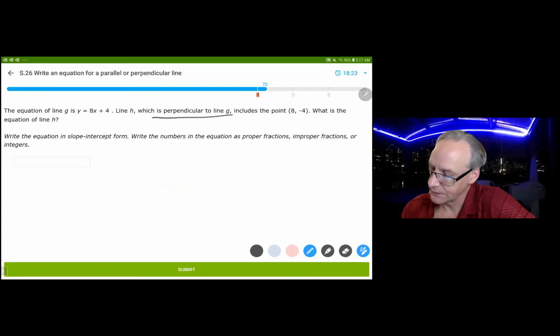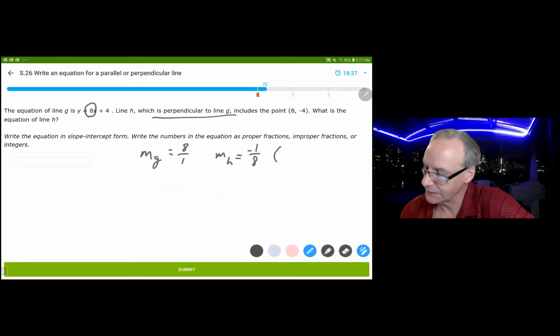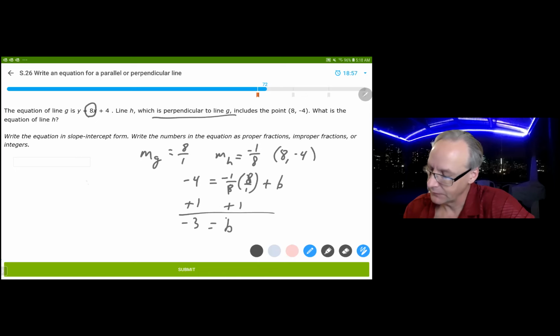Line H is perpendicular. So perpendicular to this slope, the slope of G is 8/1. So the slope of H is -1/8. And it's going to work out evenly because we got an 8, -4. And we're going to write our -4 is y equals mx plus b. And the 8 simplify, and I'm going to add 1 to both sides and I'm done. b equals -3. So we have y equals -1/8 x minus 3.